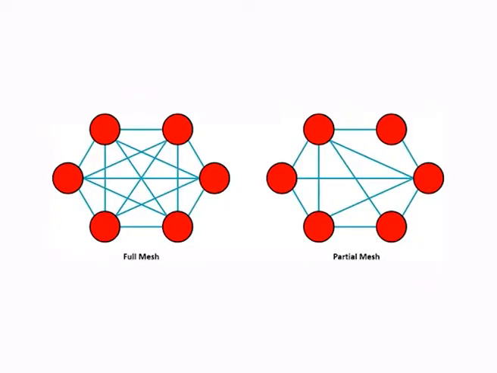In full mesh topology, all nodes are connected with each other, whereas in partial mesh, few nodes are connected with each other and few nodes do not have connection with all nodes. Full mesh topology is almost impossible in implementation, as the number of nodes increases, the number of connections also increases and cable cost will also increase.